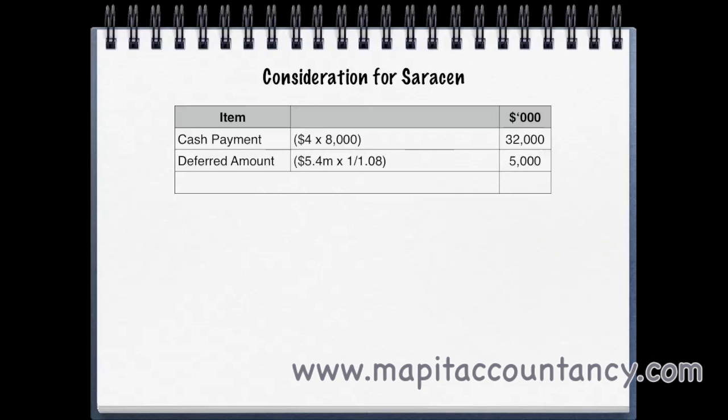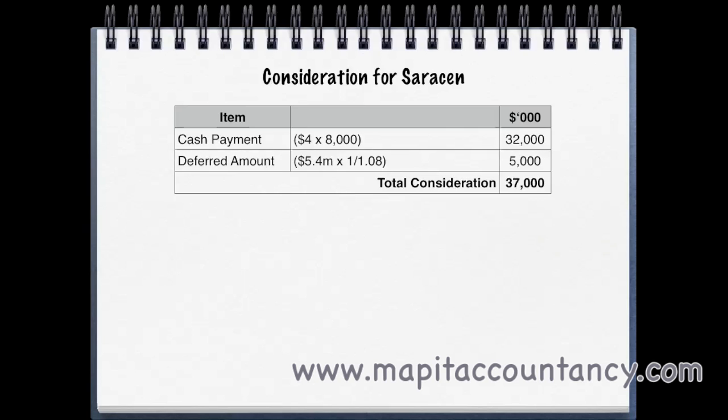The appropriate discount rate we're given is the cost of capital, which is 8%. So 5.4 million times 1 over 1.08, which is how we discount at 8%. So 1 over 1 plus the discount rate as a decimal. And that gives us 5 million. So 32 plus 5 means that the total consideration paid for Saracen was 37,000. So that's the amount we'll bring into our Goodwill Working when we get that far.